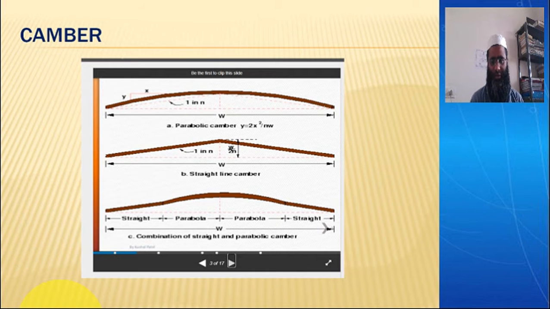So camber not only provides a slope for shedding of the water, it also gives an aesthetic look if you see the road on a very large scale.